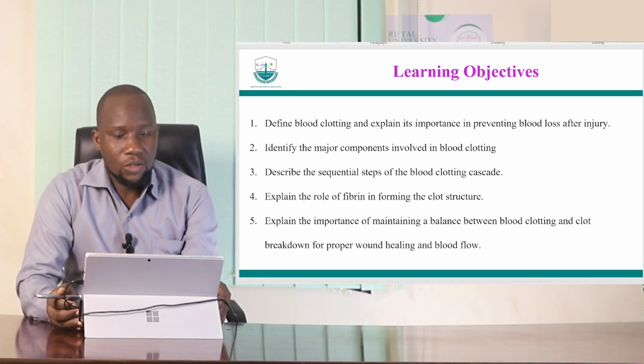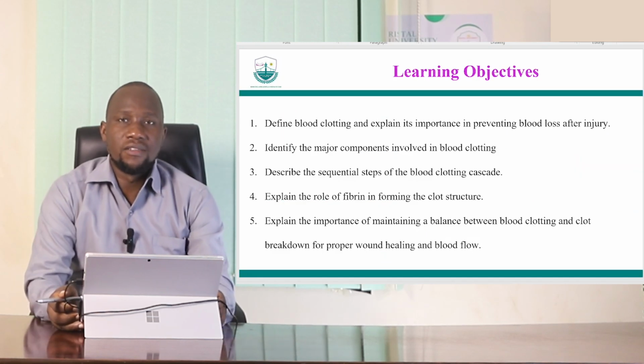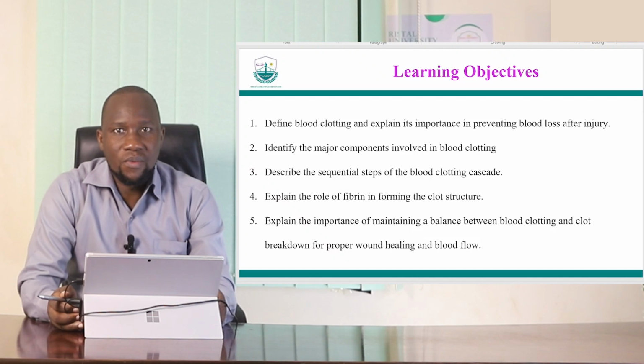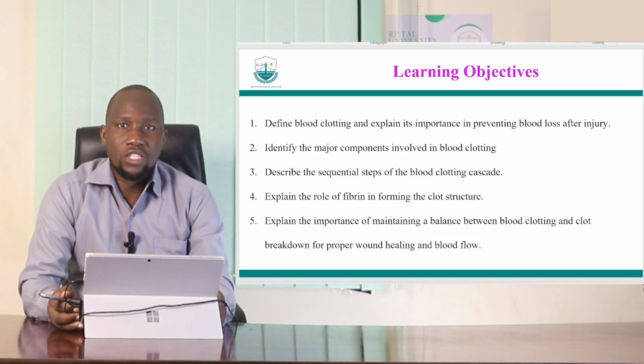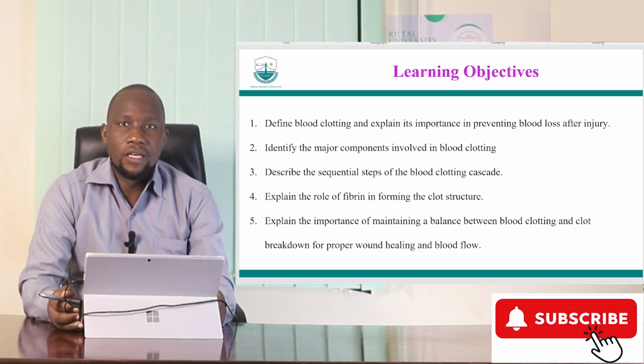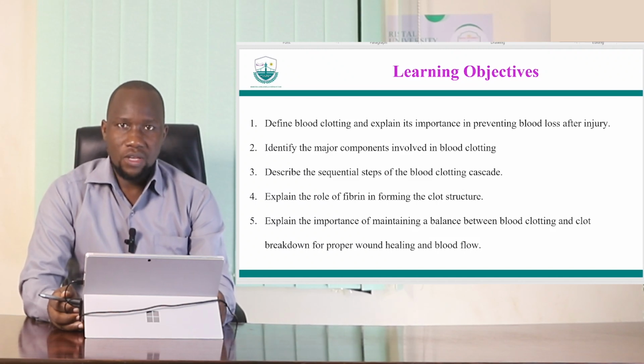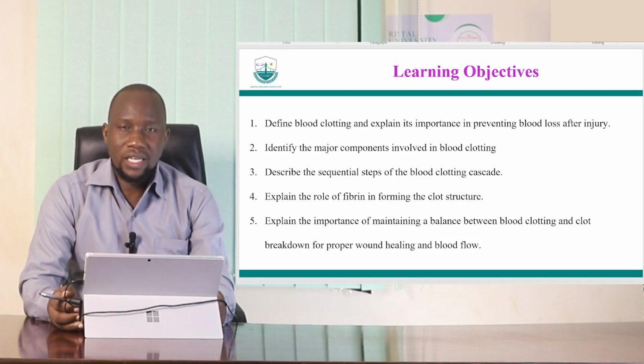We are going to see what that means and why it is very important that blood clots at the right moment and in the right place. So we're going to look at that and its role in contributing to wound healing. If we have an injury, clotting happens, and this sets the pace for healing. So how does that happen?